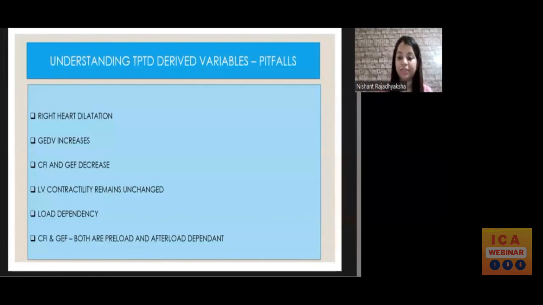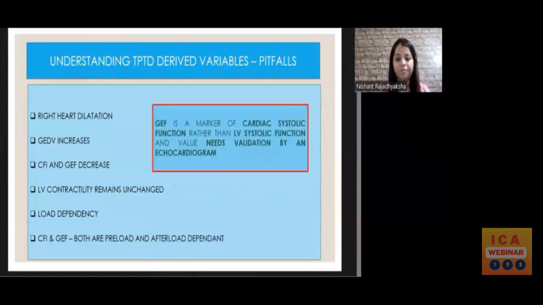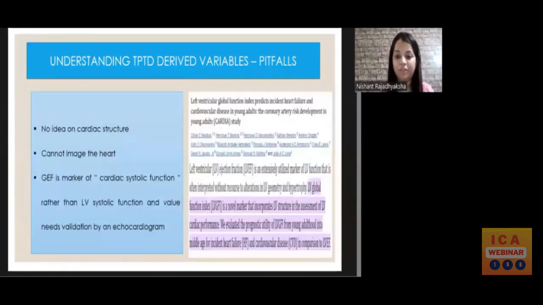The cardiac function index and global ejection fraction decrease despite the fact that LV contractility remains unchanged. Keep in mind, my friends, the moment the right heart starts dilating, this device malfunctions. So the first thing to strike you is, if you are getting values which are not commensurate with your trends or your clinical picture, please immediately put an echo probe and look at the right heart. If it dilates, then the game is up for that particular patient.